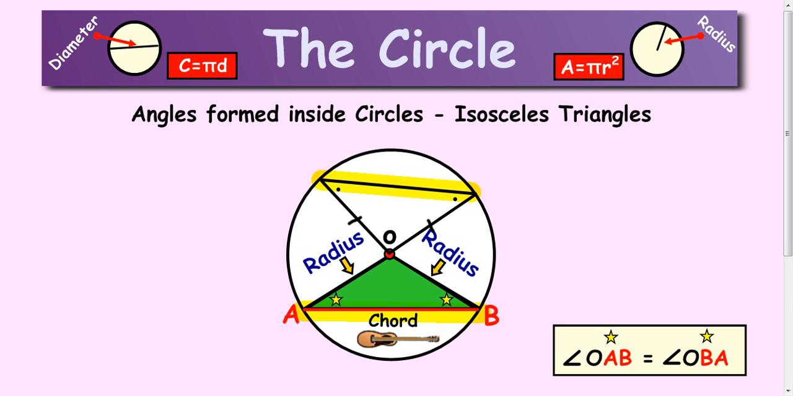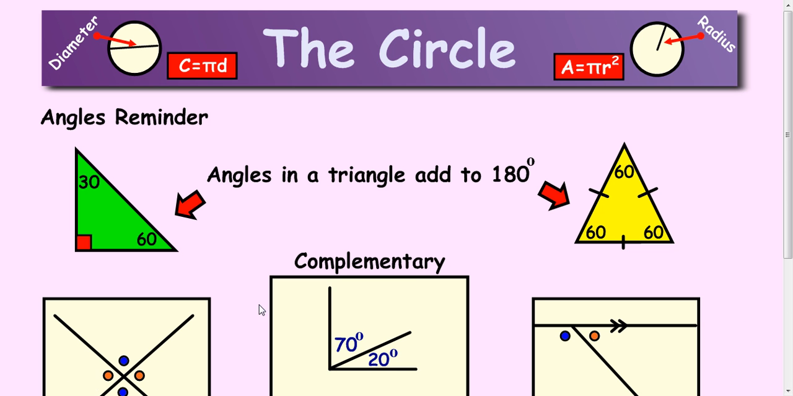Okay, before we do some examples, it's important to understand some basic angle facts and remind ourselves of those. Angles in a triangle add up to 180 degrees, so if you know two angles, you can subtract from 180 to get the third. Look out for equilateral triangles. All sides are the same size, and all angles in an equilateral triangle are exactly the same. They're all going to be 60 because 180 divided by 3 is 60.